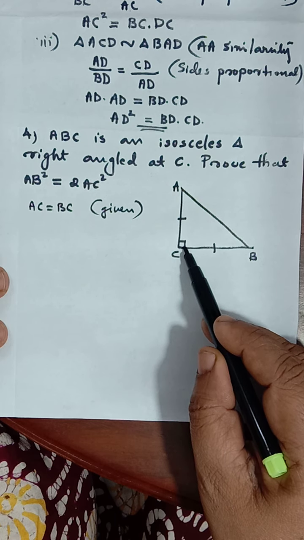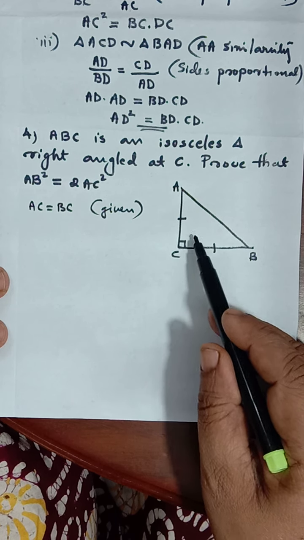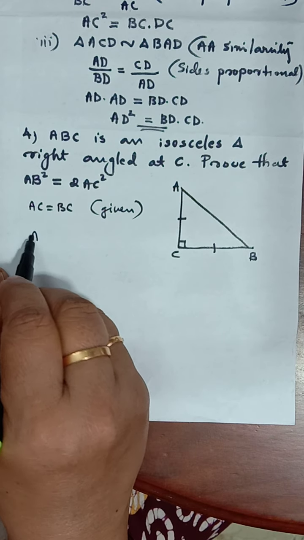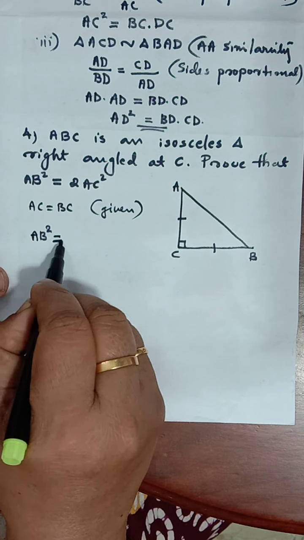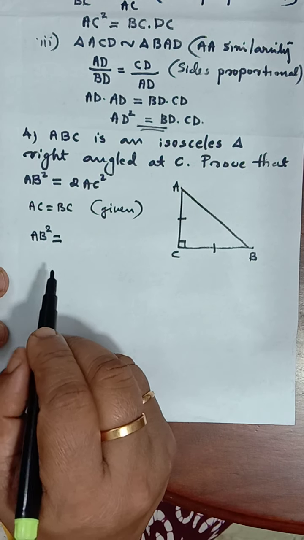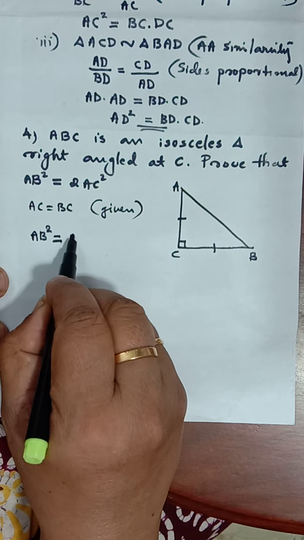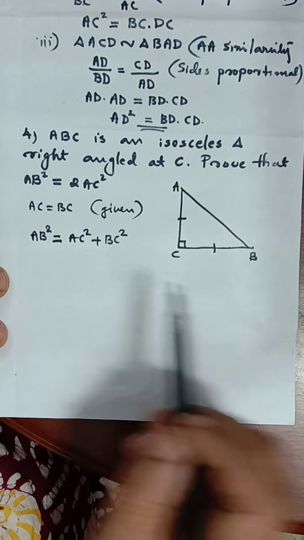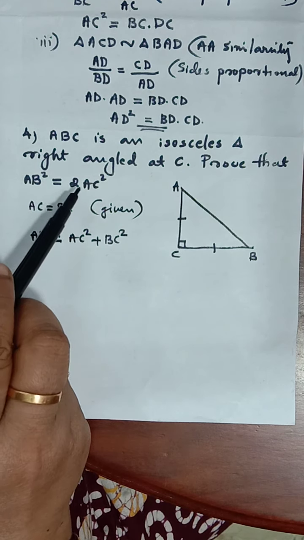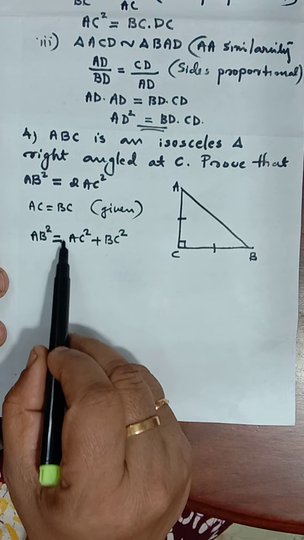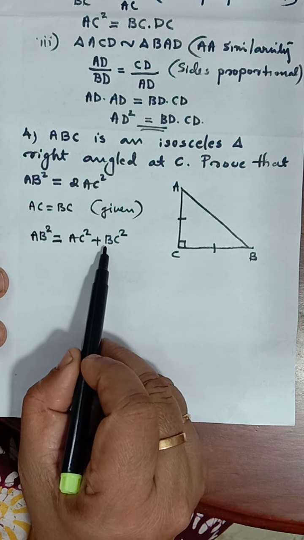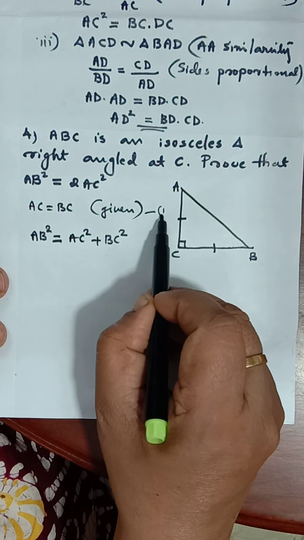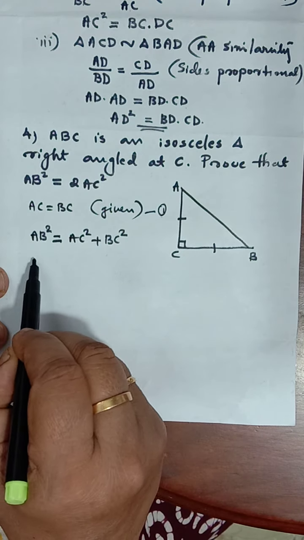Since it is a right triangle, right angled at C, we can use Pythagoras theorem. That is, hypotenuse square is equal to AB square. That is equal to AC square plus BC square. But look at the question, what to prove? AB square equal to 2AC square. That means we have to convert it as AC square. That is from 1. First one is given to us, AC equal to BC.